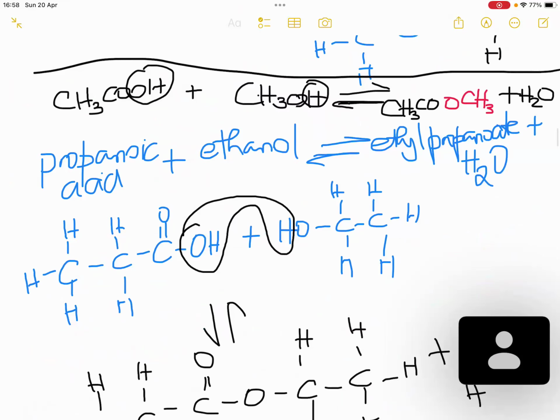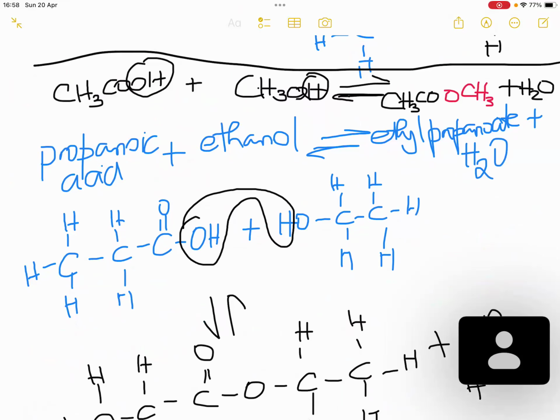Here we have another example where we're using propanoic acid and ethanol. In propanoic acid, we remove the OH from the carboxyl, and remove H from the hydroxyl to form the water.